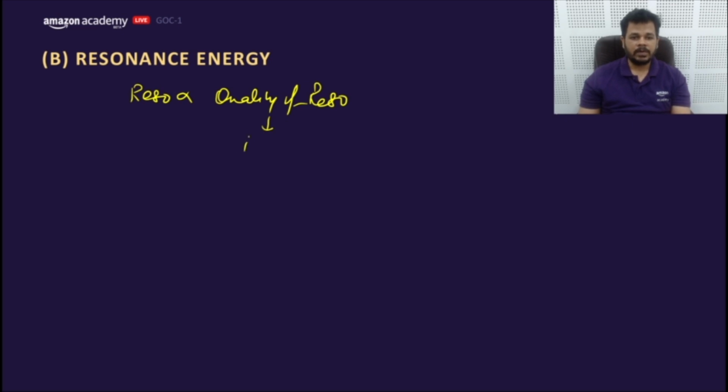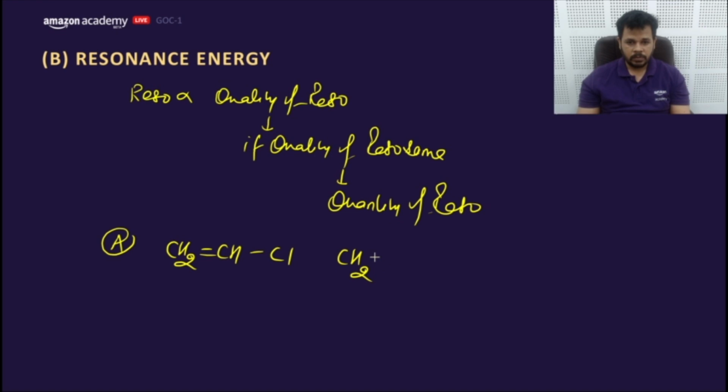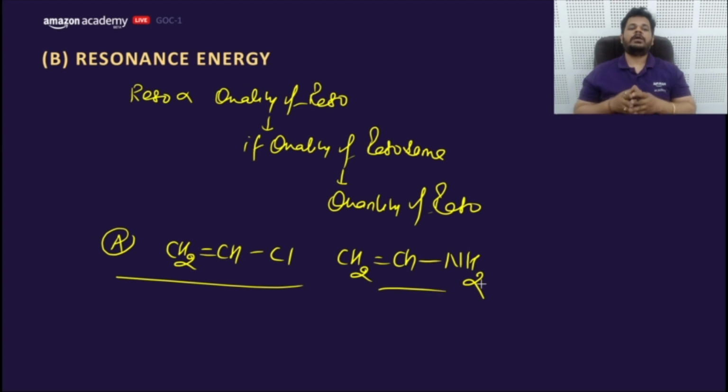Then if quality of resonance is the same, you look for quantity of resonance. For an example, let's have an example A. CH2=CH-Cl, and CH2=CH-NH2, which has more resonance energy? The quality of resonance will decide here the amount of resonance energy.